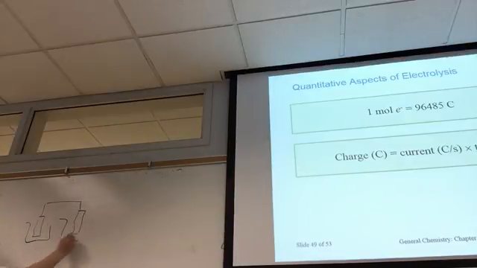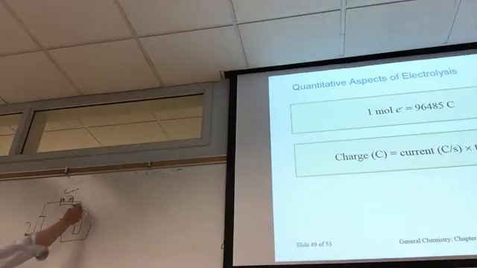It's a two-beaker system like this. And then we have a power supply. So we've got plus, we've got minus here. You can force the electrons to go backwards.